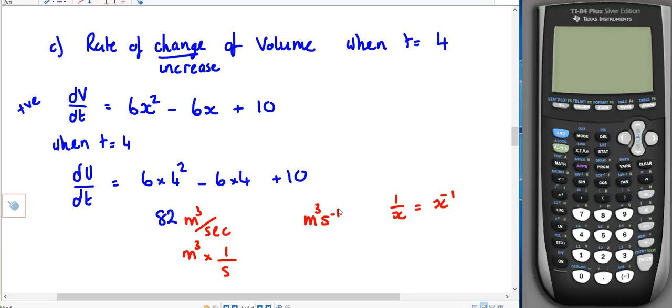Okay, now it's not in the book, but what if I said to you, how much volume is in the balloon when it's at that rate of change? What would you do? So how big is the balloon when it's at 82 meters cubed per second?